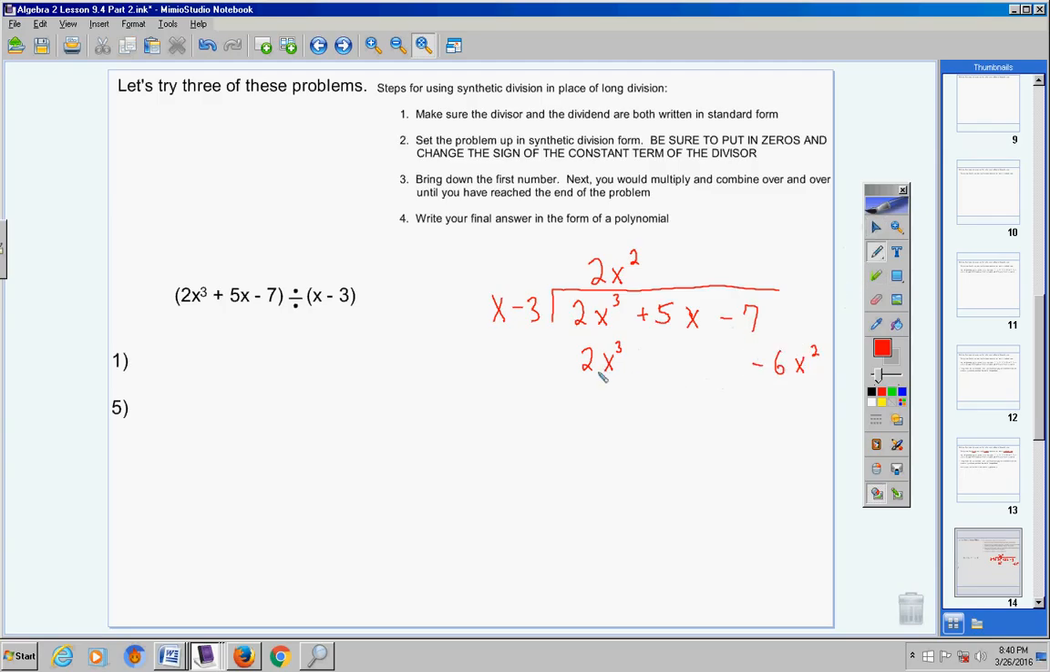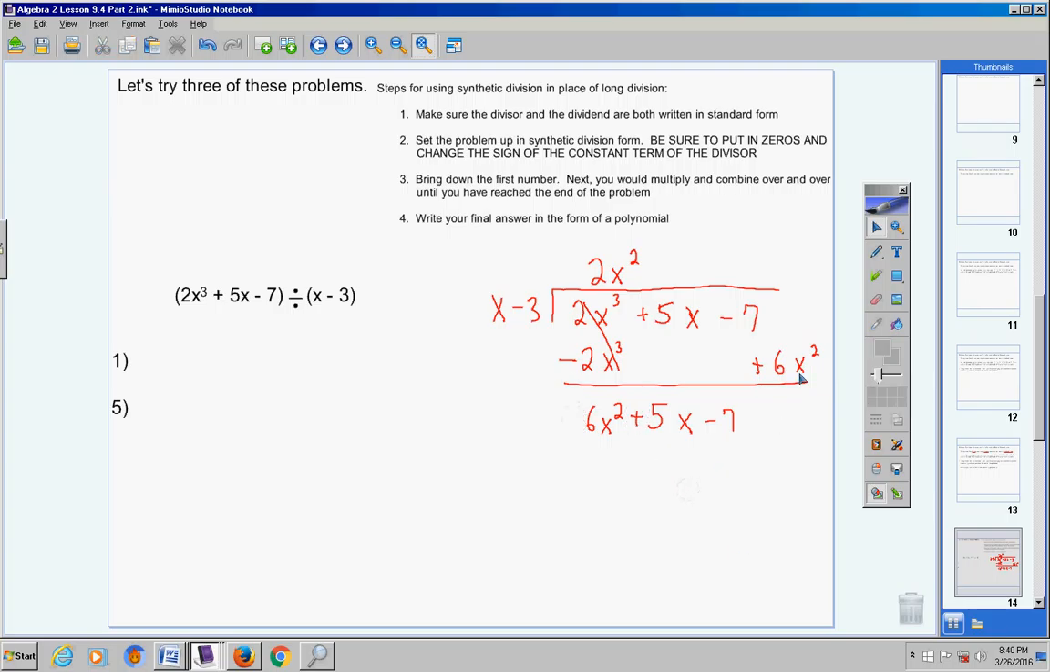Next step, I'm going to change these signs and combine. So here we go. These cancel. Bring everything down: 5x, negative 7, positive 6x squared. Now, next step is to make sure all of these terms are written in standard form. So I'm going to write all of these in standard form. There we go. And we'll put that plus sign right here.